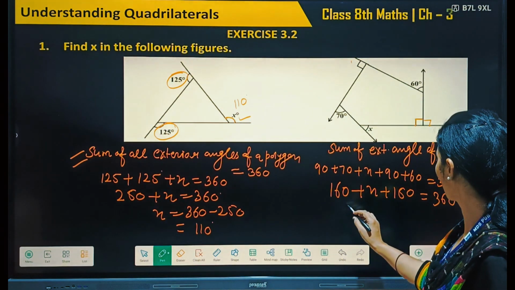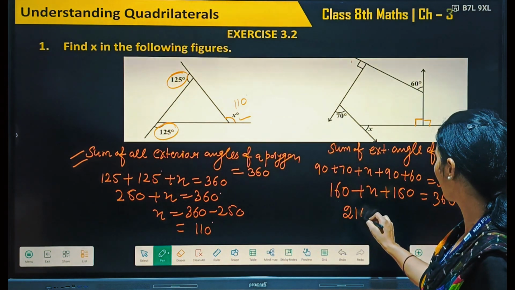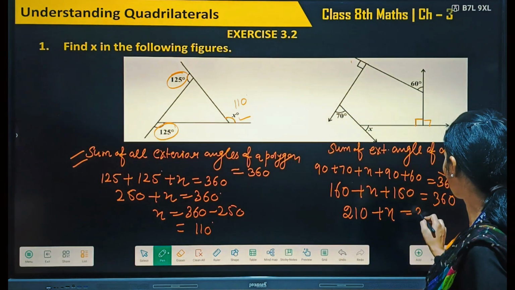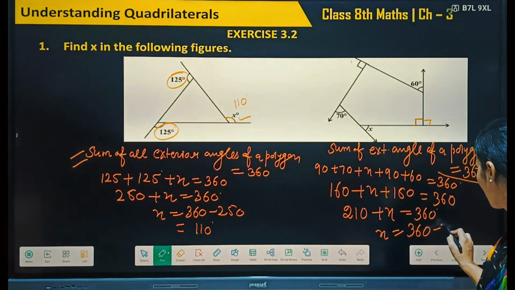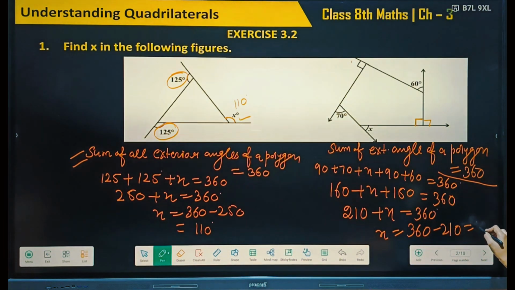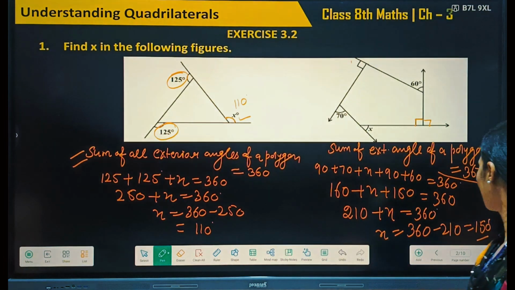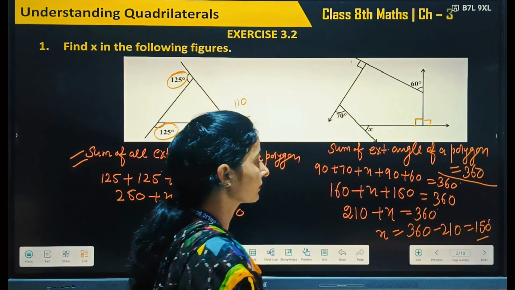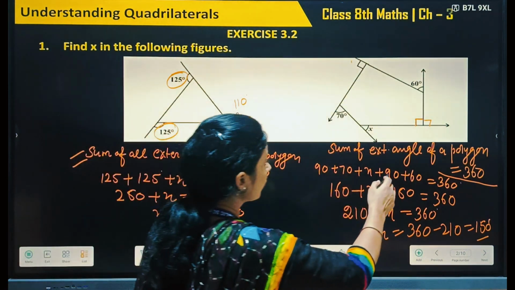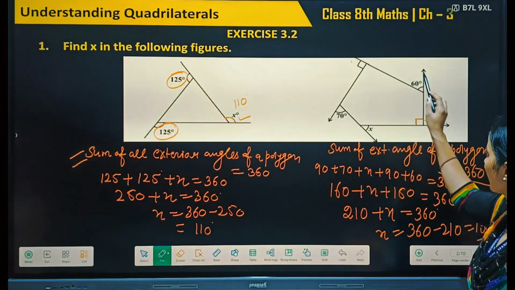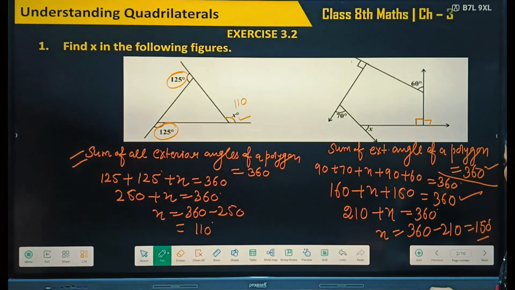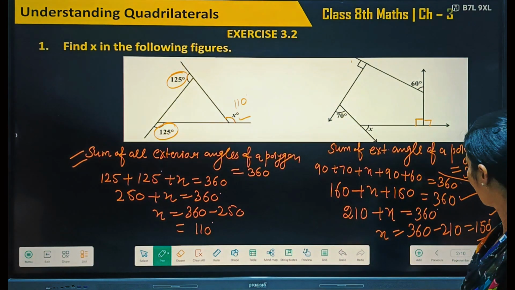160, 250, 150 will be 210 plus x is equals to 360. Now x is equals to 360 minus 210. Answer is 150 degree. Understand? Sum of all exterior angle of this polygon is equals to 360. Add these all exterior angle and you will get some angle x is equals to 150 degree. Now see next question.